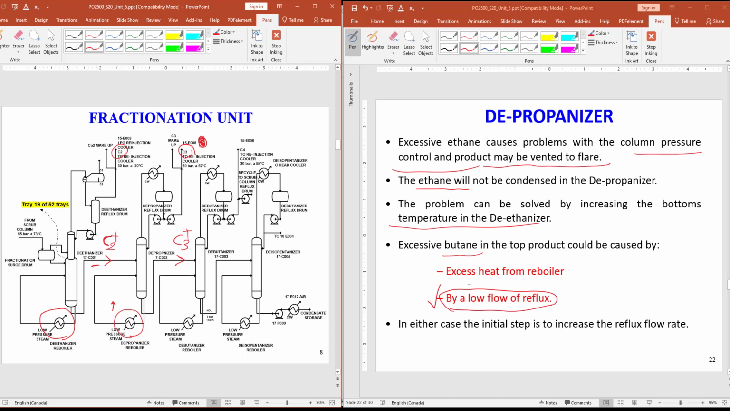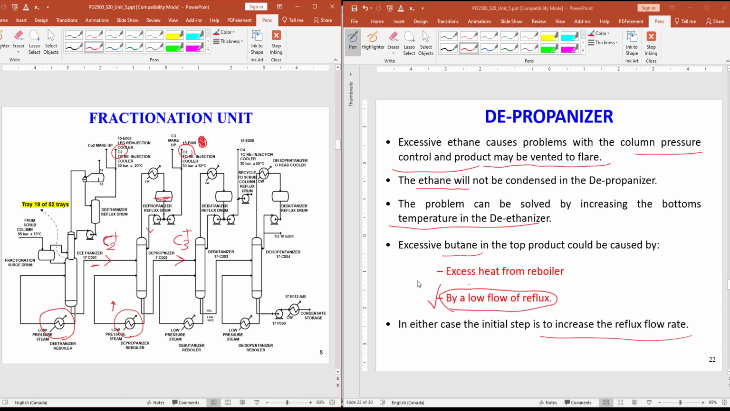So we can decrease the heating load of the reboiler to adjust it, or it can be due to a low reflux ratio here, in which case we have to increase the reflux ratio. So to adjust this issue in both cases, we can increase the reflux ratio. Once you increase the reflux ratio, it means you have to condense more vapor. Once you condense the vapor, the heavier molecules, which is butane here, go to the liquid phase, and you will have purer propane at the top.